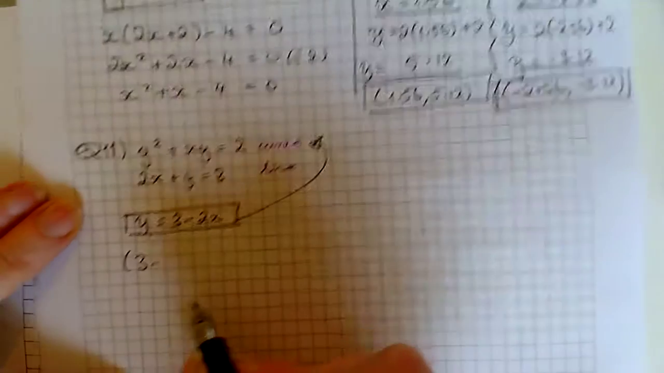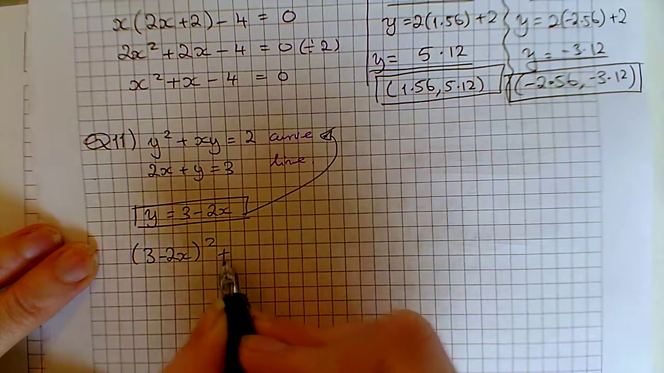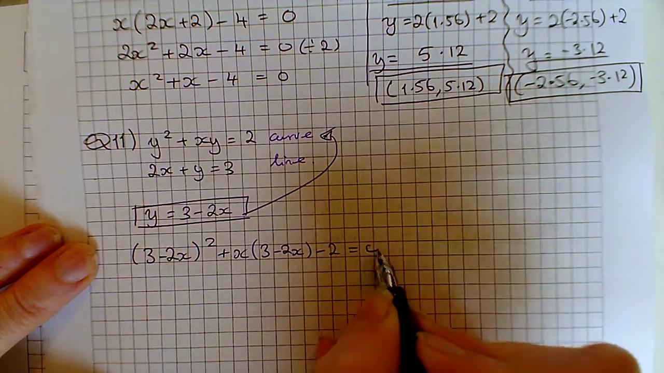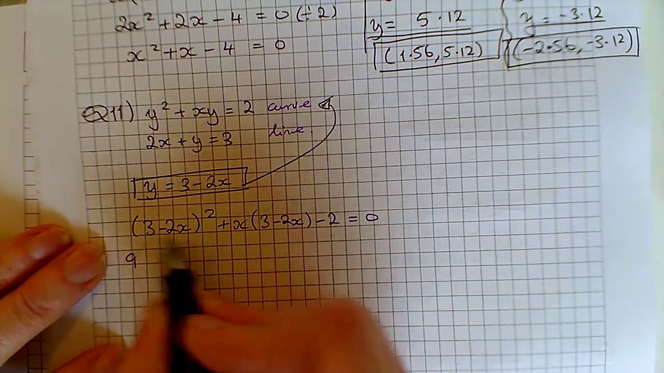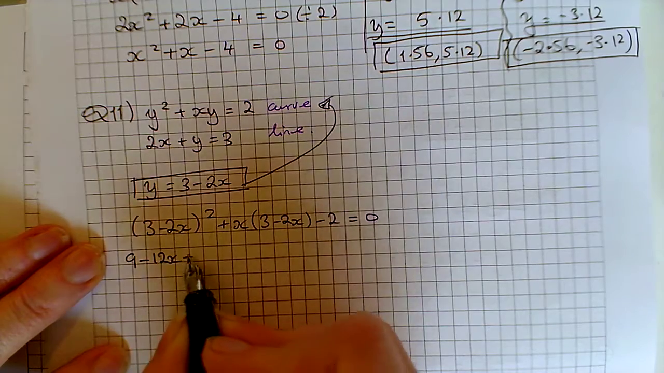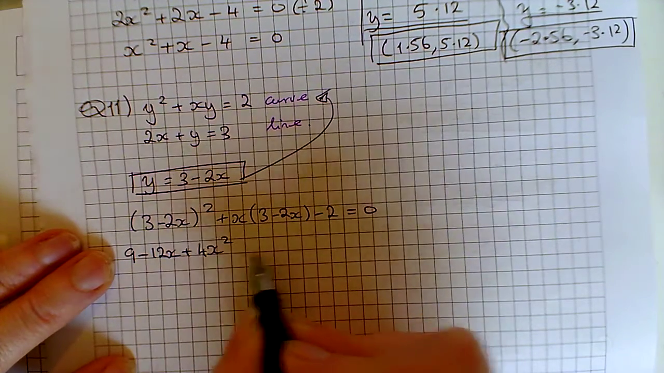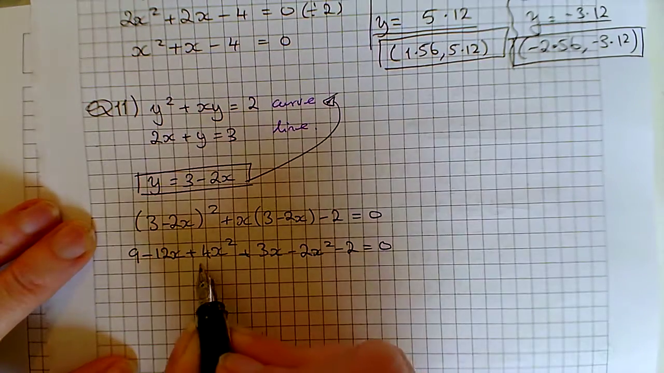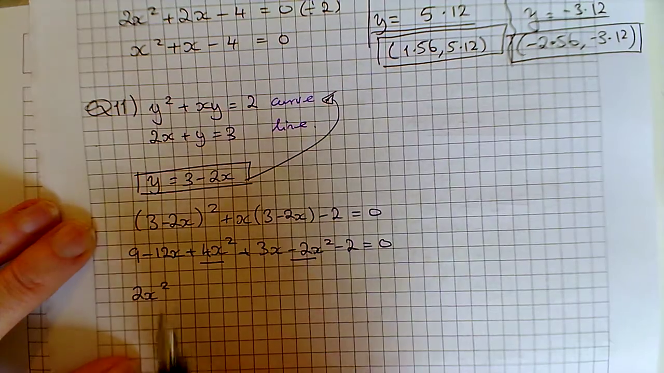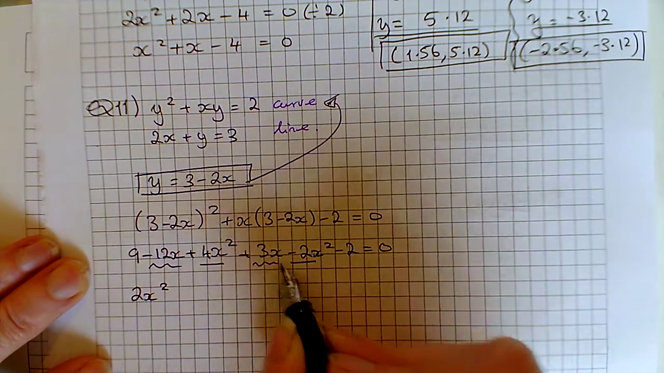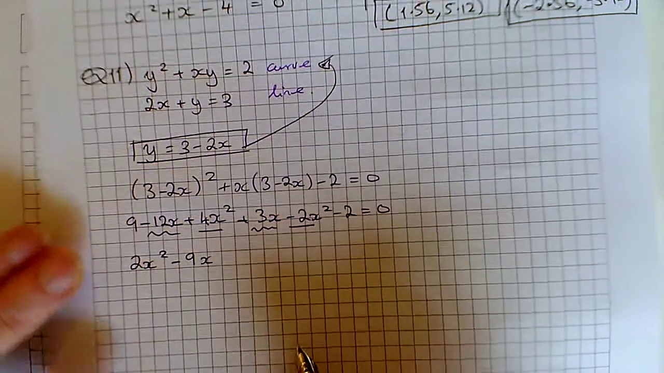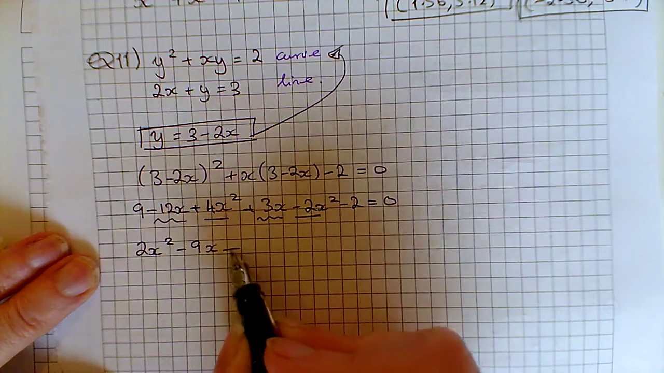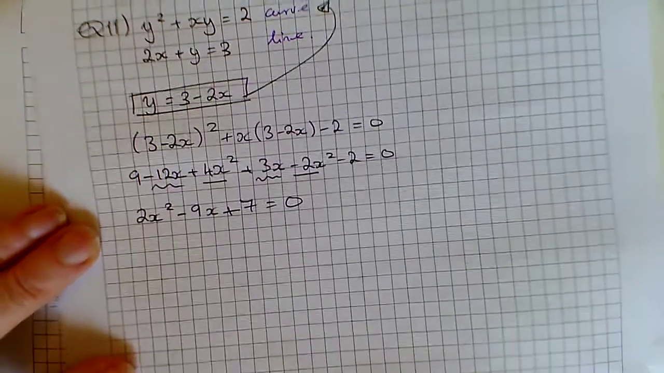So instead of y, I have (3 minus 2x) all squared plus x times (3 minus 2x), and bring the 2 over, square out my brackets. 9 minus 6 doubled is minus 12, plus, don't forget to square the 2 in front of the x as well, plus 3x minus 2x squared minus 2 equal to 0. My x squared terms give me 2x squared. My x terms give me minus 9x. And my constants give me 9 minus 2, plus 7, equal to 0.